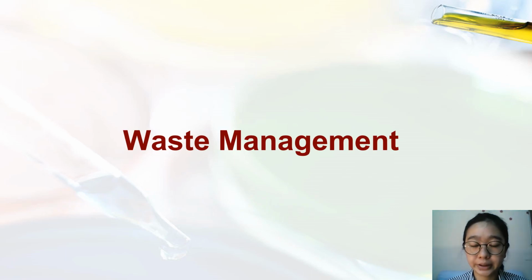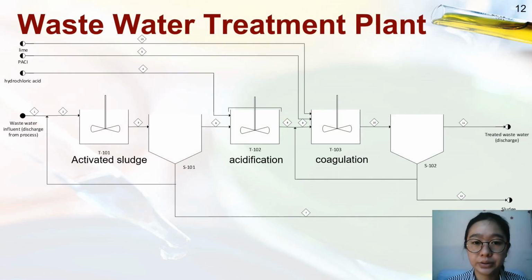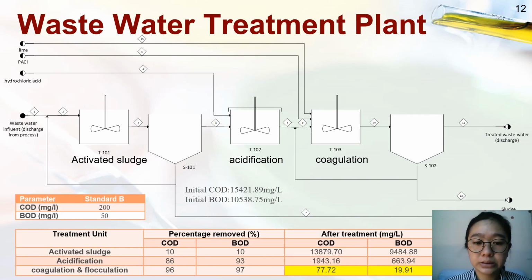For the waste management part, the waste generated from production is water that contains folic acid and glycerol. So this is a wastewater treatment plant for our production where we use activated sludge, acidification and coagulation methods to treat the water before it is discharged. From the initial COD and BOD, after each treatment, the COD will be reduced to 77.72 mg per liter and BOD will be 19.91 mg per liter, which is below Standard B set by the Environmental Quality Act.